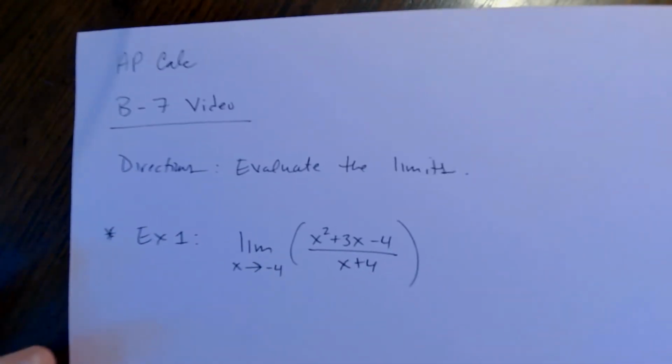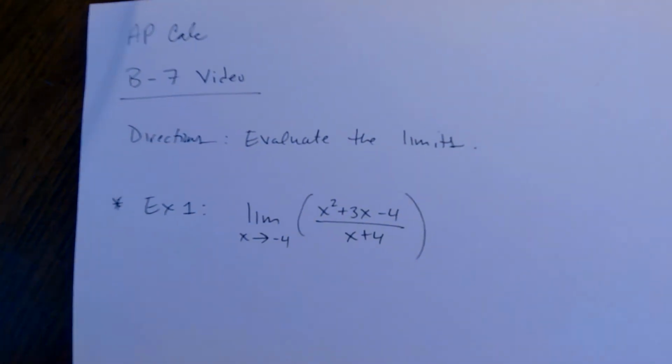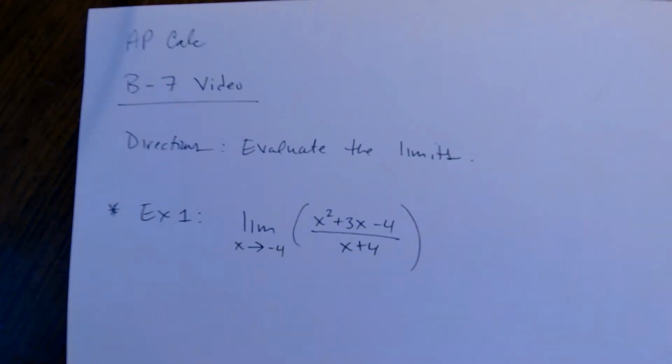Okay, guys, I'm going to do 3 examples, and there's going to be a lot of algebra review involved in this. So this is B-7. We're going to evaluate the limits. So here we're going to see what happens when you can't direct substitute, what another option is.